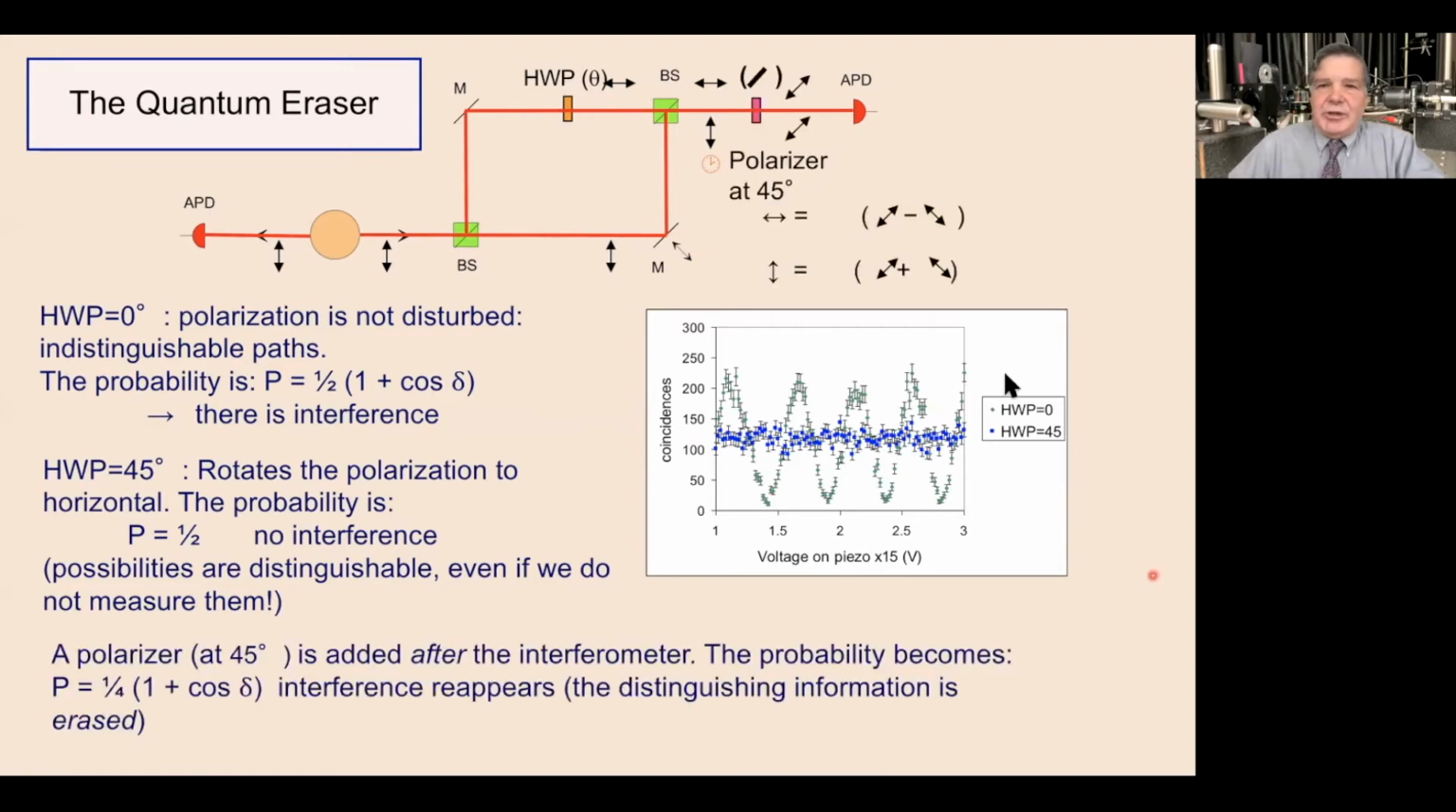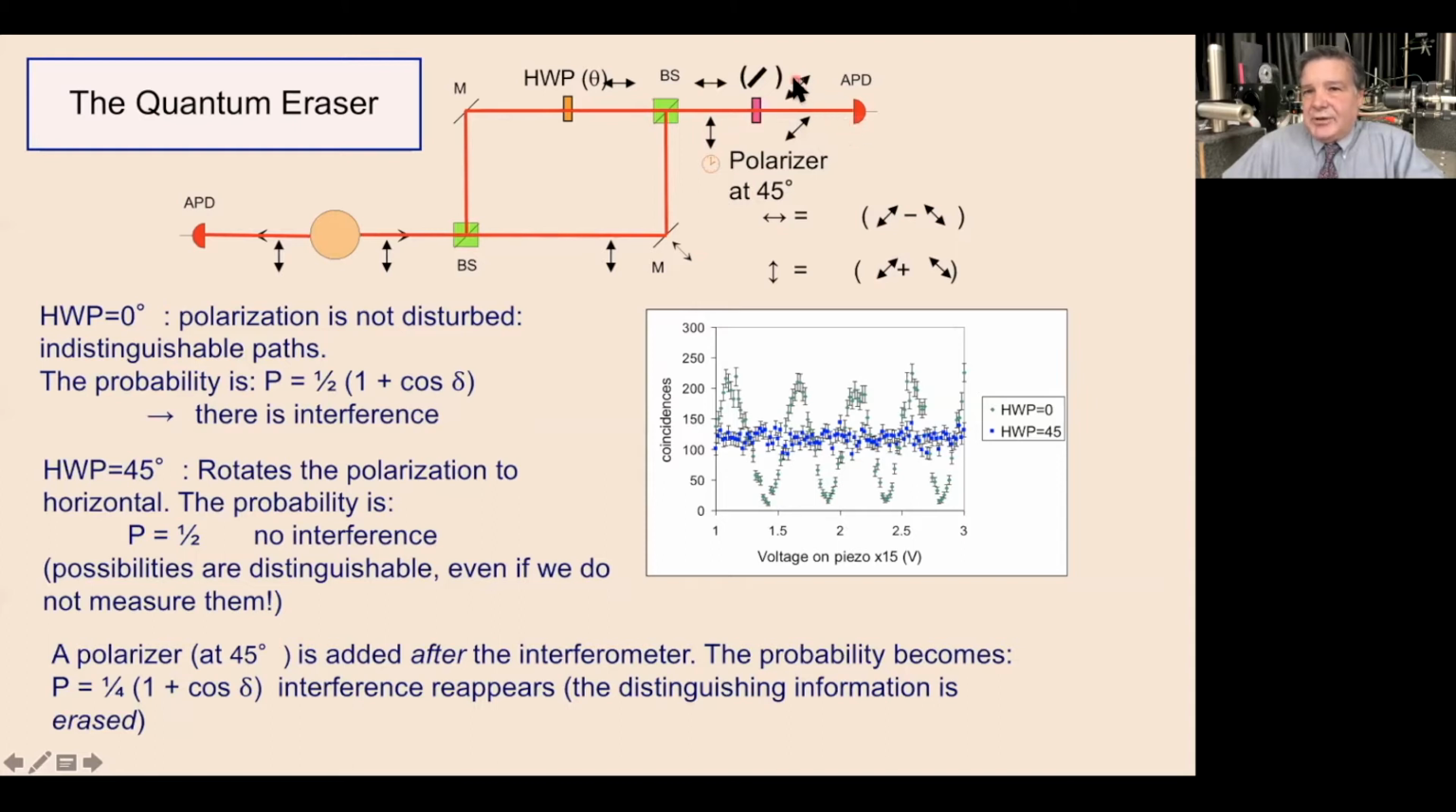So this is what we do. After the interferometer, we put a polarizer at 45 degrees. So what does this do? Then the horizontally polarized gets projected to be diagonally polarized, and the vertical polarization gets projected to be diagonally polarized as well.